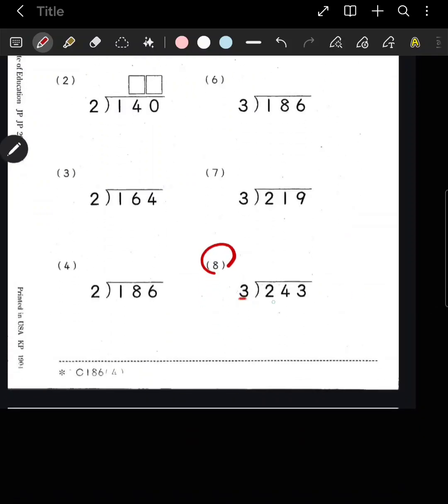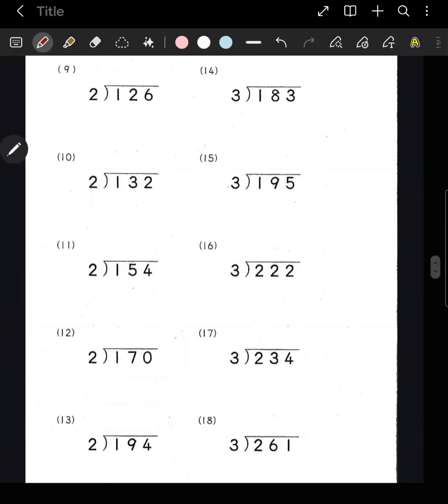Next, question number 8, we use the same method. First, this is 3, this is 2. 2 is smaller than 3, that's why I have to include 24. My first digit appears on top of 4. Then how many 3 goes into 24? The answer is 8, so we're going to put 8 right here. And then no remainder, then I use 3 divided by 3, which is 1. Very straightforward, right? So let's go to the next one.